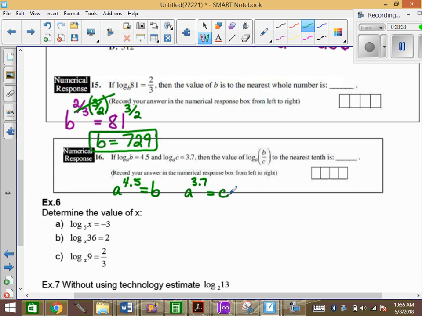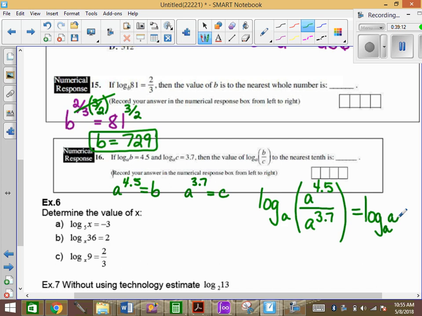All right. So we know that b equals a to the 4.5, so we're going to put that in for b. So we have log base a, which is wonderful. Boom, boom. We know b is a to the 4.5, so we're going to replace it. We know c is a to the 3.7, so we're going to replace it. What do we do when we have common base? Subtract the exponents. So 4.5 minus 3.7. We still have log base a. And then we're going to have a to the what?